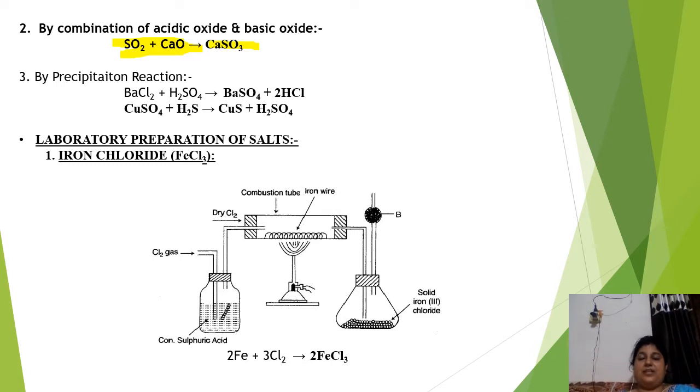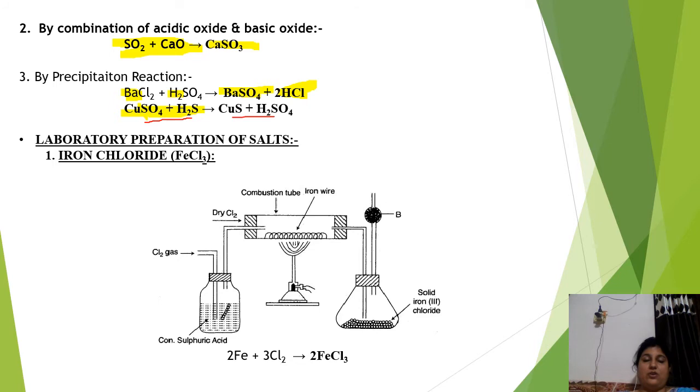By precipitation. Precipitation means a type of double displacement reaction in which a substance is formed which is insoluble in acid. For example, barium chloride reacts with H2SO4. Its positive part is Ba. It will replace hydrogen and result in the formation of barium sulfate, while hydrogen reacts with chlorine and results in the formation of HCl. Similarly, in copper sulfate, when H2S is passed, its negative part attaches with hydrogen as H2SO4, and copper sulfide is formed.